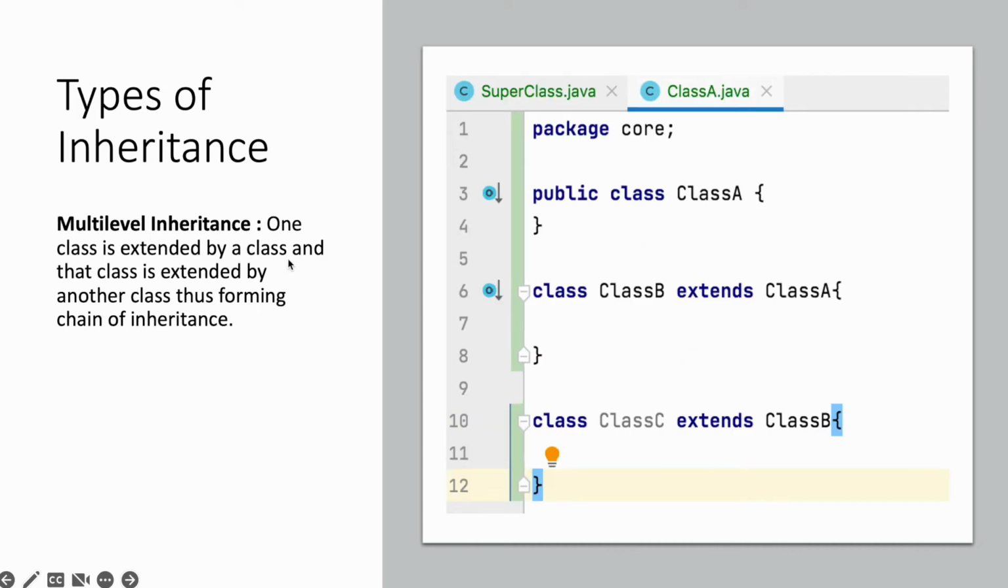Multi-level inheritance: one class is extended by a class, and that class is extended by another class. This is called multi-level inheritance. We have a superclass A, and class B extends class A. Now we are creating a subclass for class B, that is class C extends class B. This type of inheritance we call multi-level inheritance.